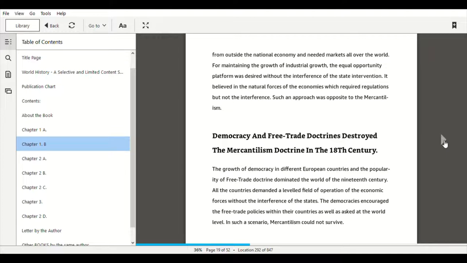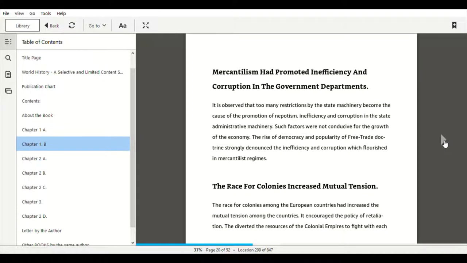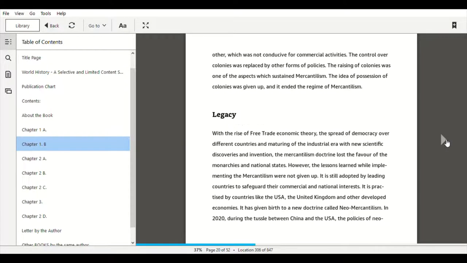Democracy and free trade doctrines destroyed the mercantilism doctrine in the 18th century, no doubt. It is related to Adam Smith's theory, and mercantilism had promoted inefficiency and corruption in the government departments. The race for colonies increased mutual tension. I have kept it quite brief. You will find it explained in a different manner in different books than legacy.